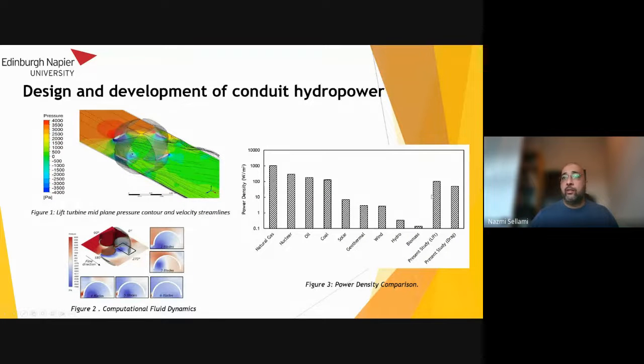And what we found out in terms of power density comparison is that the two hydro turbines studied here for conduit application have a very high power density, comparable to oil and even to nuclear. They have very good power density. So they don't need that much space, because we are using existing flow and pressure in our fluids that can be regenerated and used for power generation.